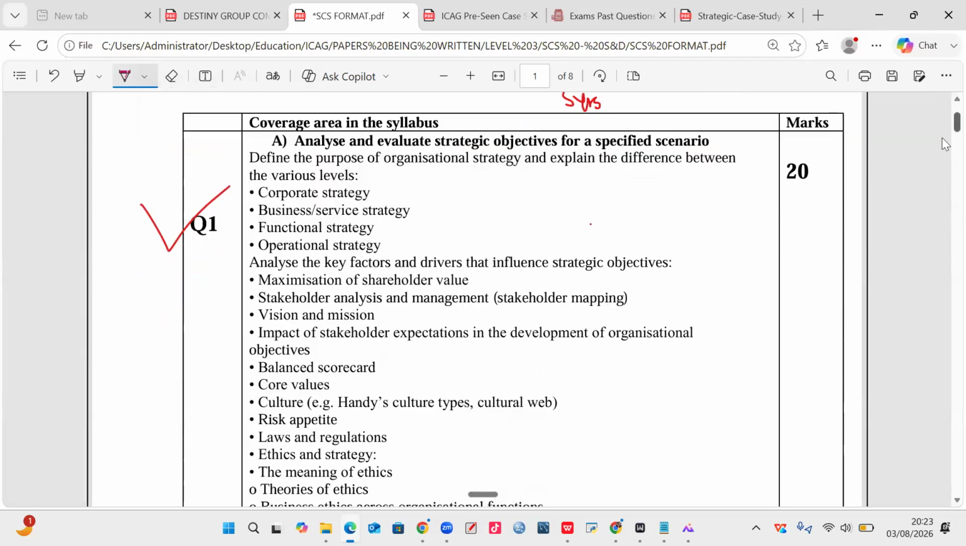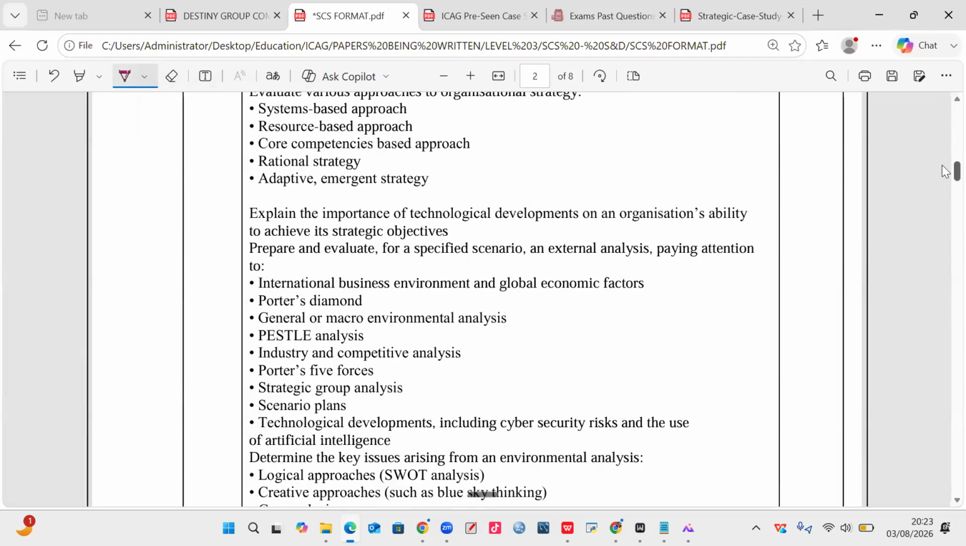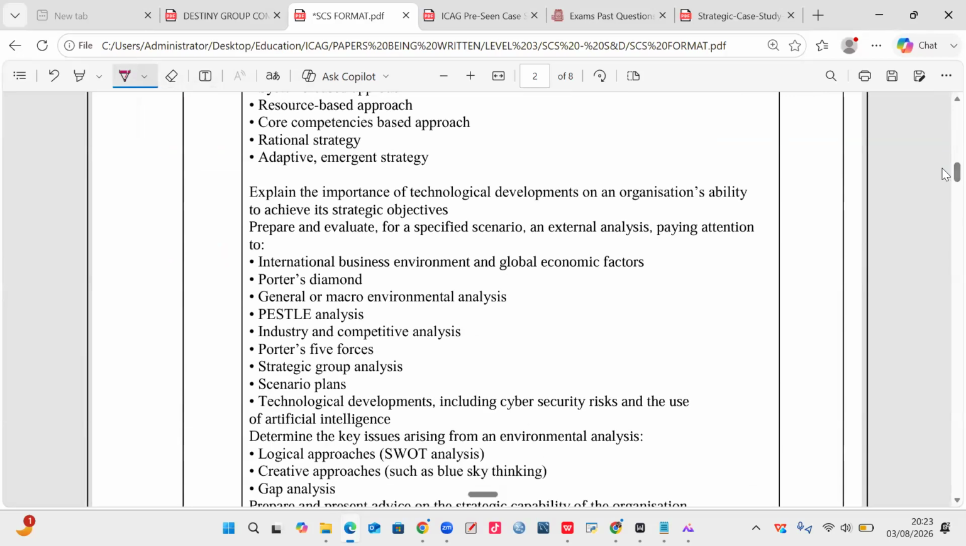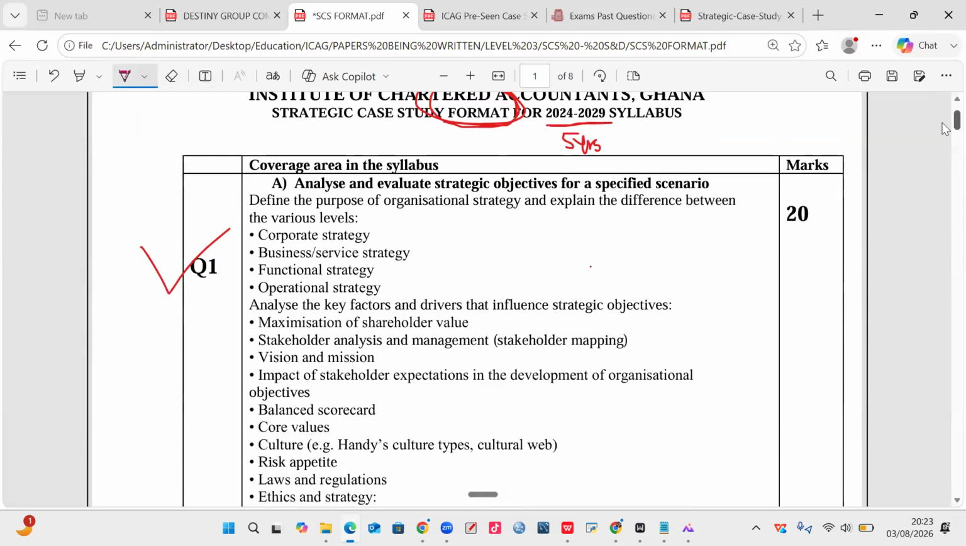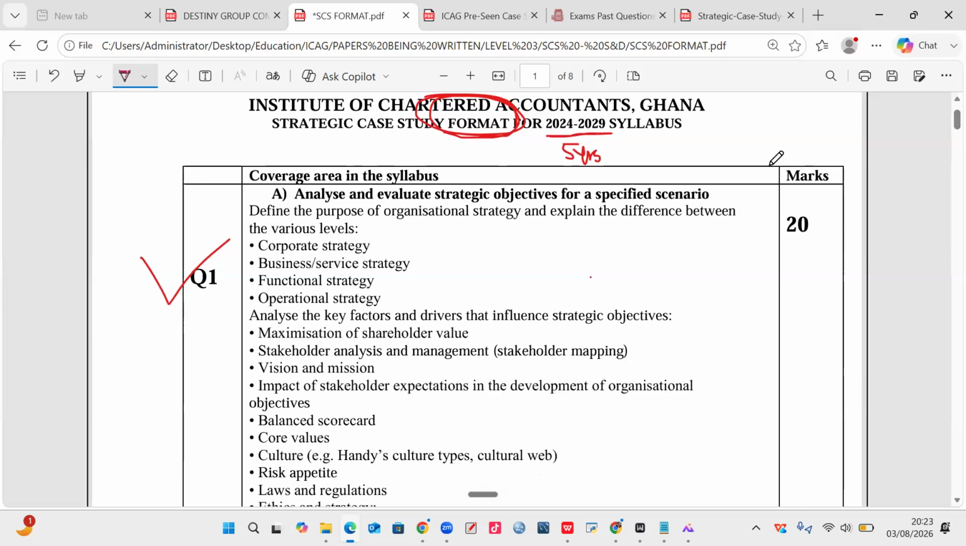So what I do is that in the last month before the exams, if the exam is in November, the last month before November is October. In October, immediately October begins, in the first week, I start working on the format, because that month is the month of revision.